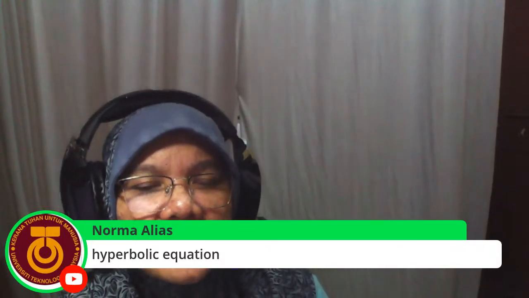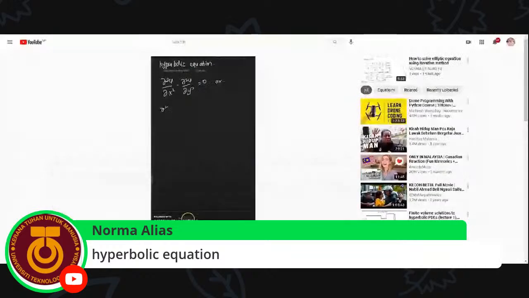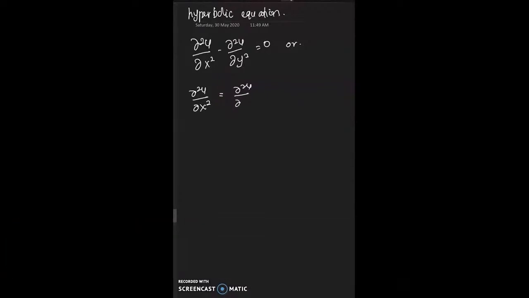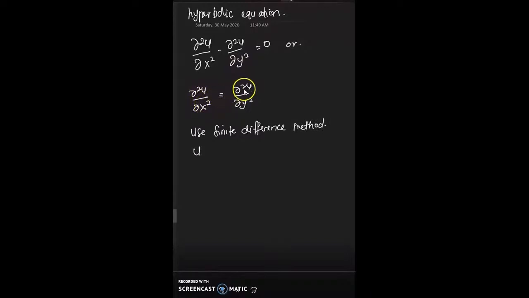I go to the hyperbolic equation. I just mentioned just now the difference between hyperbolic and elliptic. What is the difference? The difference is minus del squared u over del y squared equal to 0. That's all. The way you do a finite difference is similar to the parabolic equation.